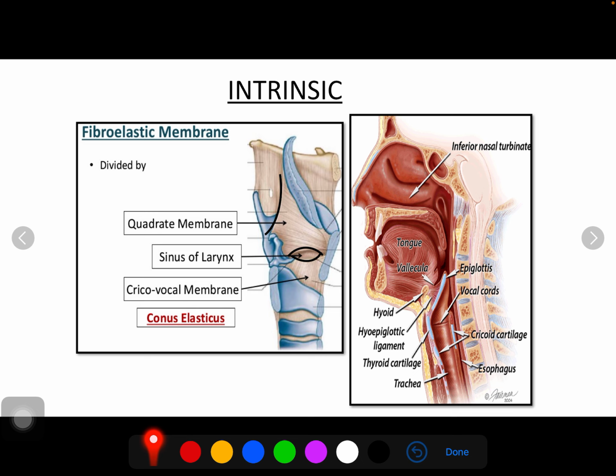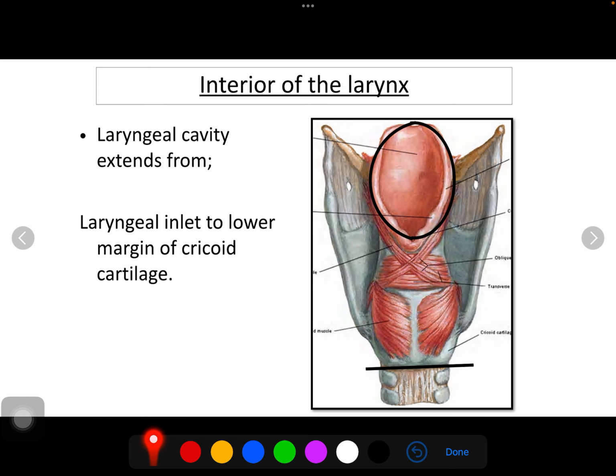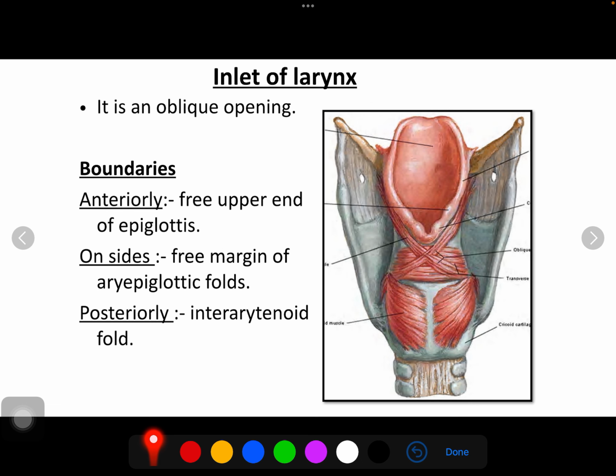So that's all about the membranes and ligaments related to the larynx. Then move on to the interior of larynx. The laryngeal cavity extends from the laryngeal inlet to the lower border of the cricoid cartilage. The inlet of larynx is an oblique opening that is bounded anteriorly by the free upper end of the epiglottis, on each side by the aryepiglottic fold, and posteriorly by the interarytenoid fold. That's all about the boundaries of the inlet of larynx.